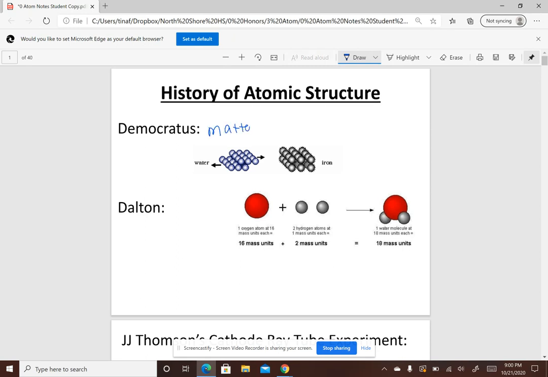Matter is made of tiny particles. Now, he imagined that the tiny particles that made up matter looked like the matter.